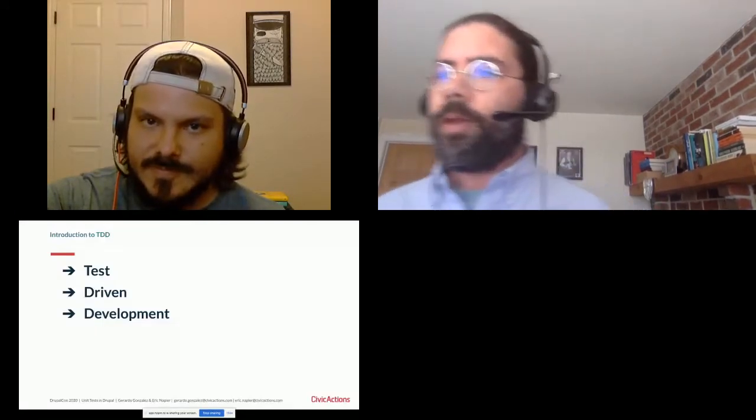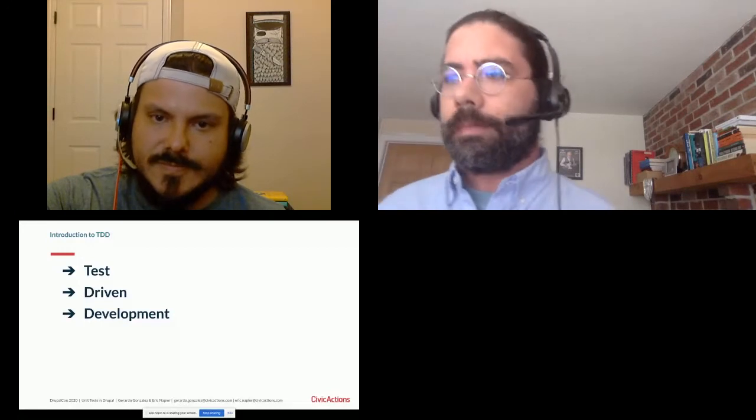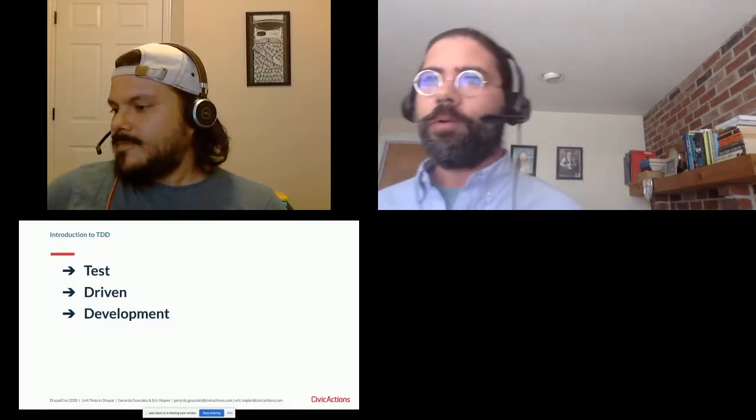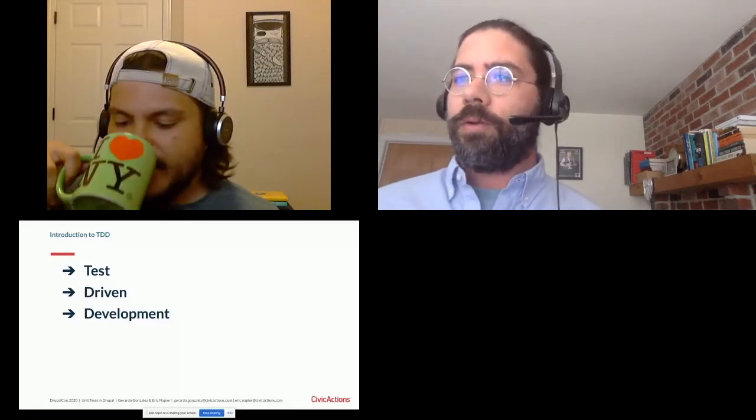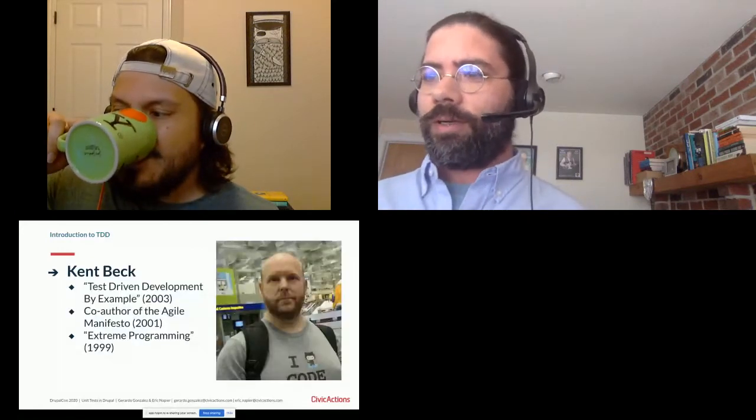So let's jump in. We're talking today about test-driven development. The concept comes from a book called Test-Driven Development by Example, written by Kent Beck in 2003. It's the same Kent Beck that wrote Extreme Programming just a few years before that and had time to create the Agile Manifesto somewhere in between. TDD is all about test-first programming, but Kent didn't invent this idea.